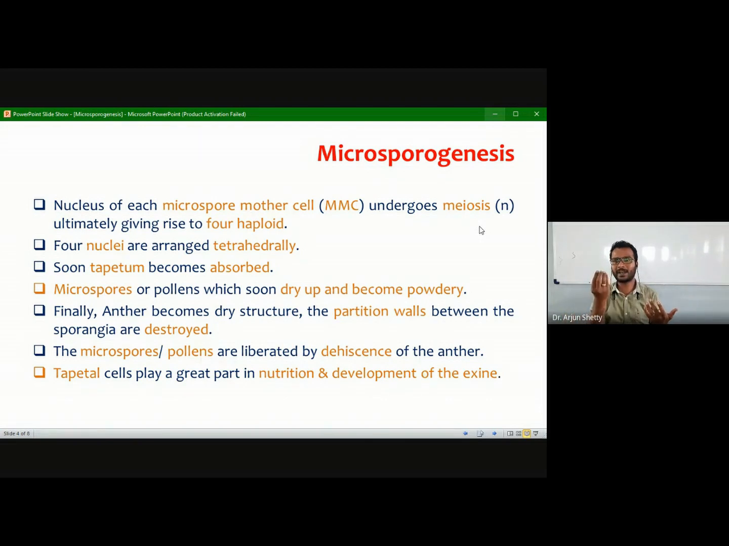So these dry up just like microspores. We already know that pollen grains are just like dust particles. When they get hydrated, they start germination of a pollen tube. That is the development of the male gametophyte, as well as the reproduction part, the pollination and the fertilization. We'll explain those things at that time. So today we'll confine ourselves to microsporogenesis.